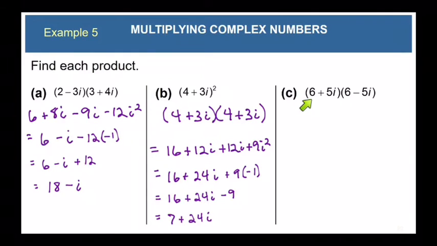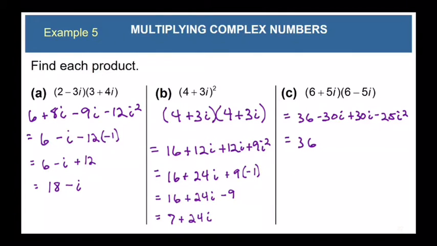Here we go. FOIL method. First times first will be 36. Outer times outer will be minus 30i. Inner times inner will be plus 30i. And last times last will be minus 25i squared. Okay, now of course i squared is going to become negative 1. But look what's going to happen to our i terms here. Negative 30i plus 30i, those are going to add up to 0.